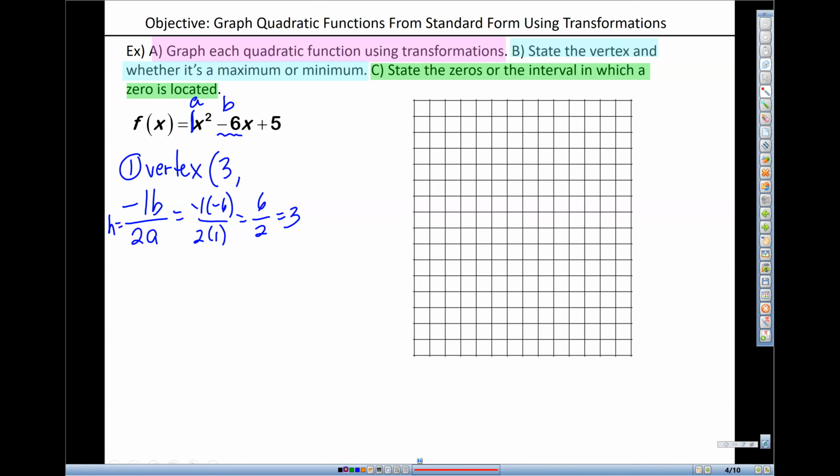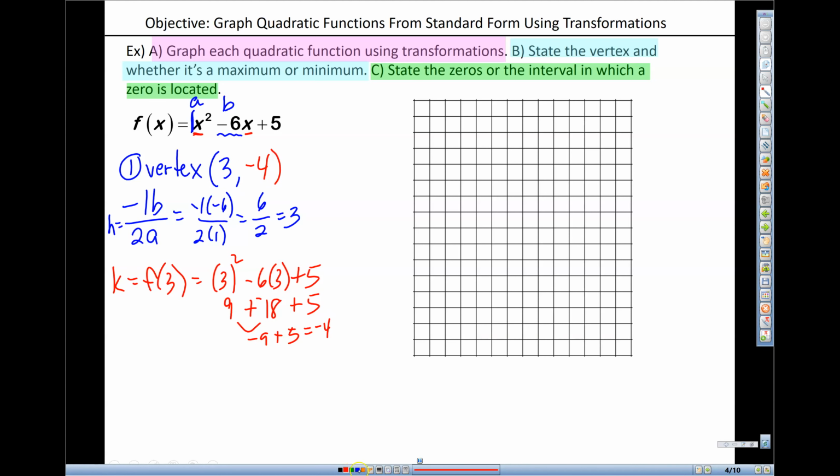To find the k value, the y value, we are going to figure out, well, what is f of 3? So we're going to plug 3 into our x's, and that's going to give us 3 squared minus 6 times 3 plus 5. So exponents first, that's a 9, then multiplication, minus 18 plus 5, and then left to right for your addition and subtraction, this would be like a plus -18, so that would be a -9 plus 5, and that would be a -4. So that is our k, our y coordinate. So there's our vertex.